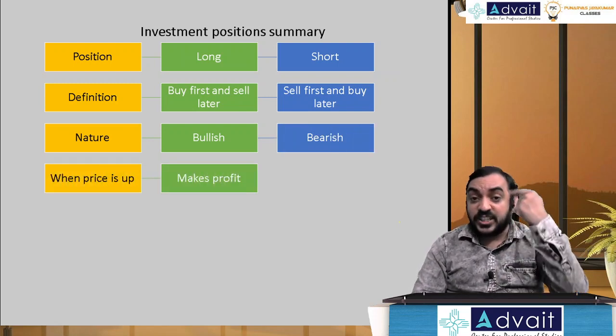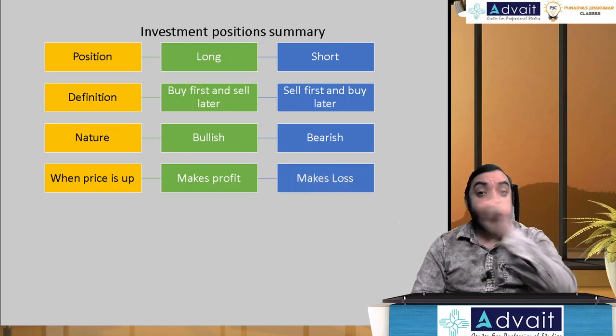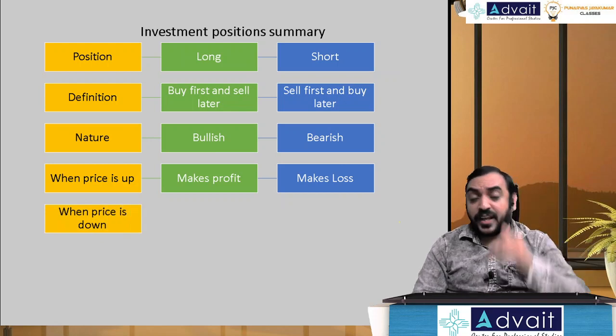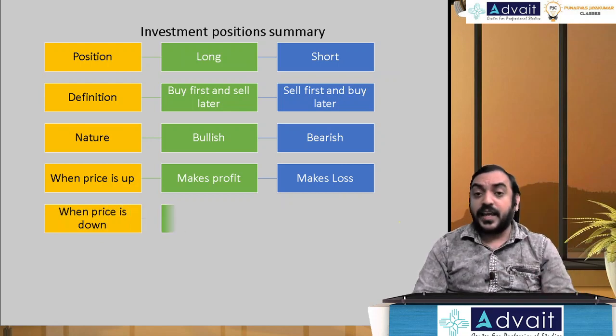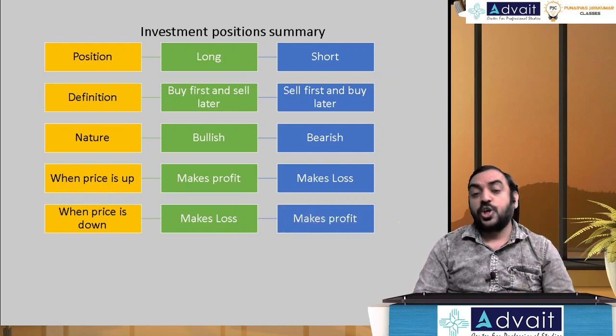If the price goes up, in long position the expectation comes true, profit. In short position, the expectation is opposite, you make a loss. If the price comes down, long position did not like it, you make a loss. Short position was expecting the price to come down, you make a profit when the market price is down.